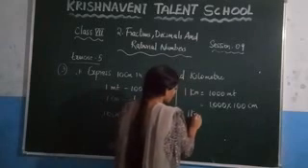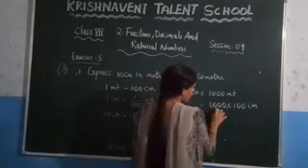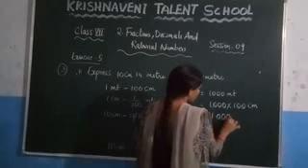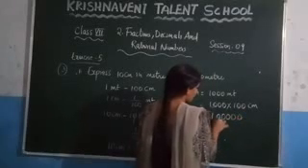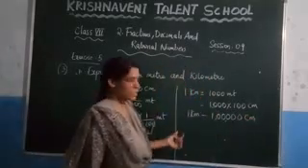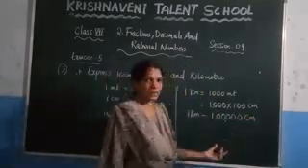Now what is the value of 1 kilometer, which is 1. How many zeros are there? 1, 2, 3, 4, 5. It is nothing but 1 lakh centimeters. So we have expressed kilometer in centimeters.